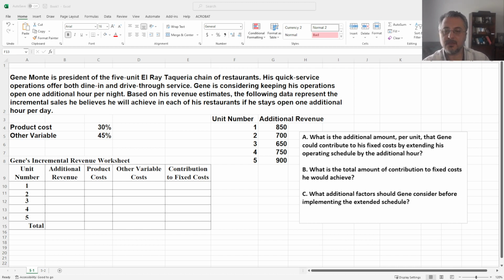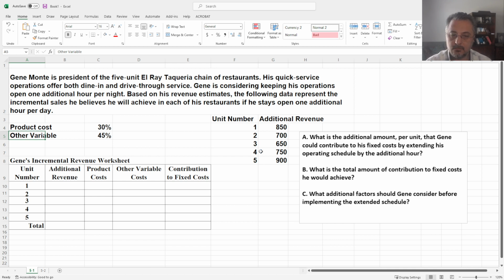So basically, the idea here is he wants to open his restaurants an additional hour every night, and that's how much additional revenue it is going to generate. We assume that product cost is 30% and other variable costs are 45%. And the question asks, what is the additional amount per unit that Gene could contribute to his fixed cost, what is the total contribution to fixed costs, and what additional factors should Gene consider? As usual, please stop here, try to solve everything yourself and come back.